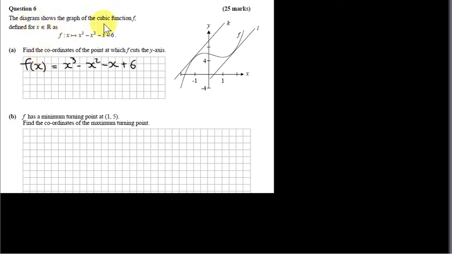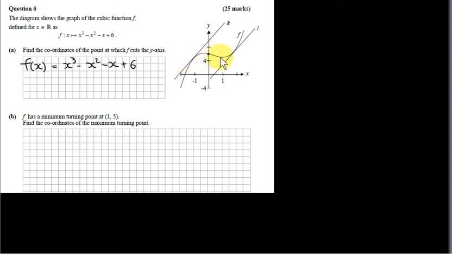The diagram shows the graph of the cubic function f, defined for x a real number as f such that x maps onto x cubed minus x squared minus x plus 6. Find the coordinates of the point at which f cuts the y-axis. So we want the coordinates of this point here.